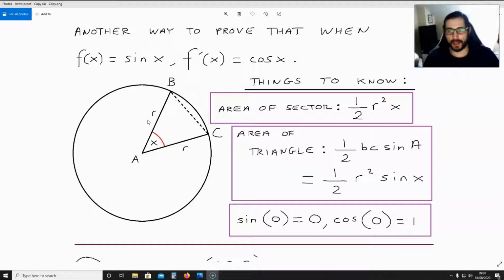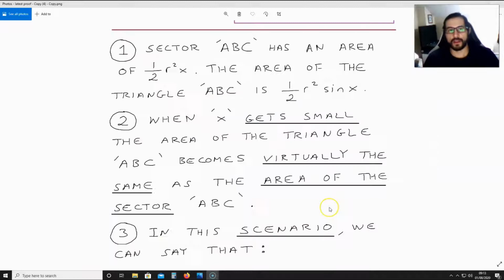And the third thing we need to know is that sine 0 is equal to 0 and cos 0 is equal to 1. So with this base, we can come up with our proof, and this diagram over here to the left is also going to be very important.